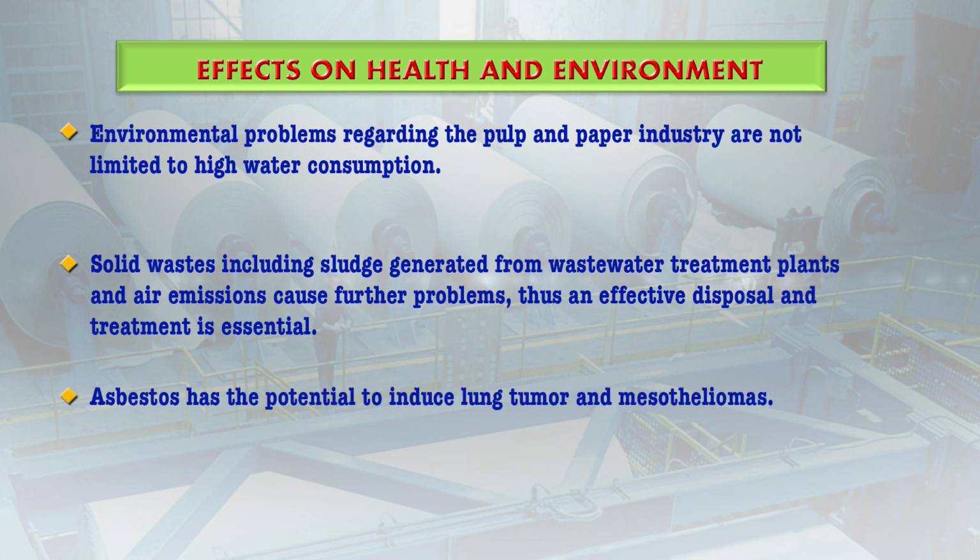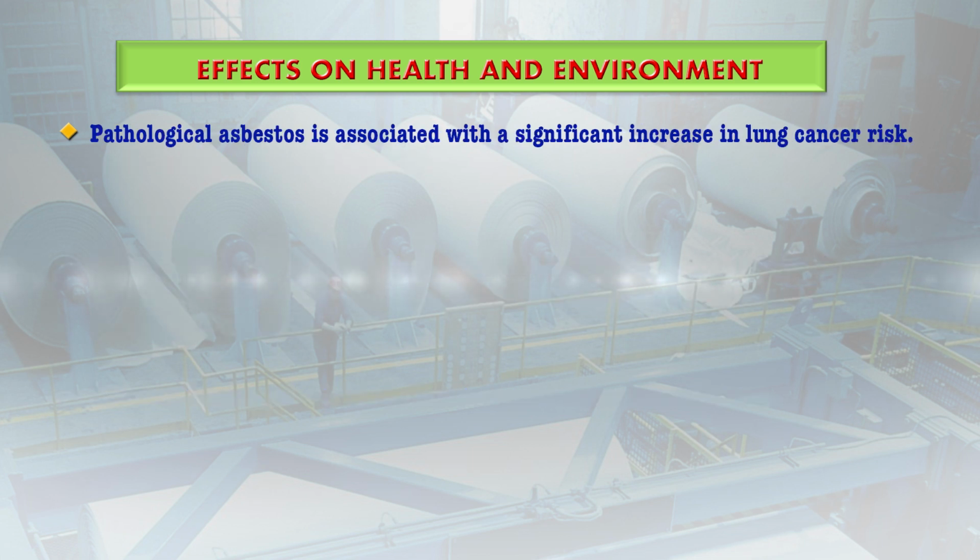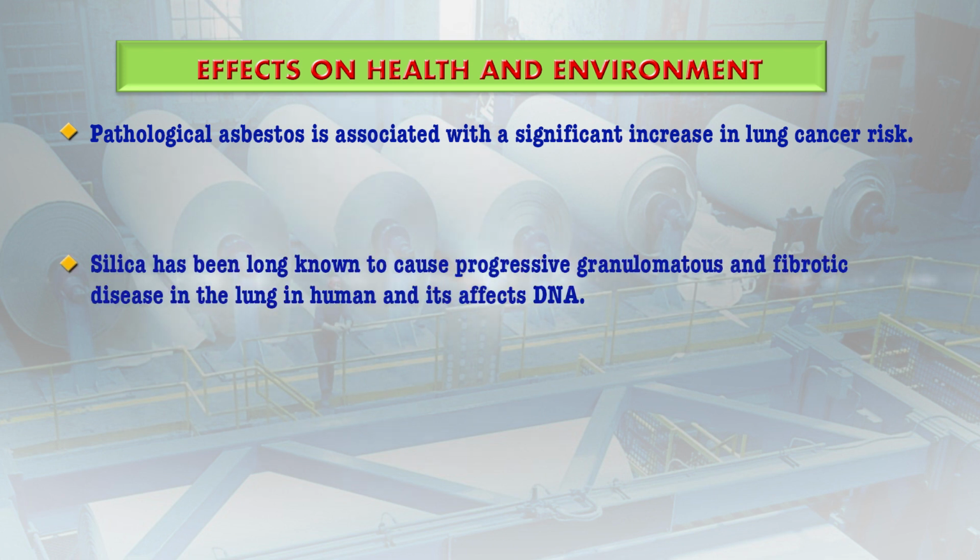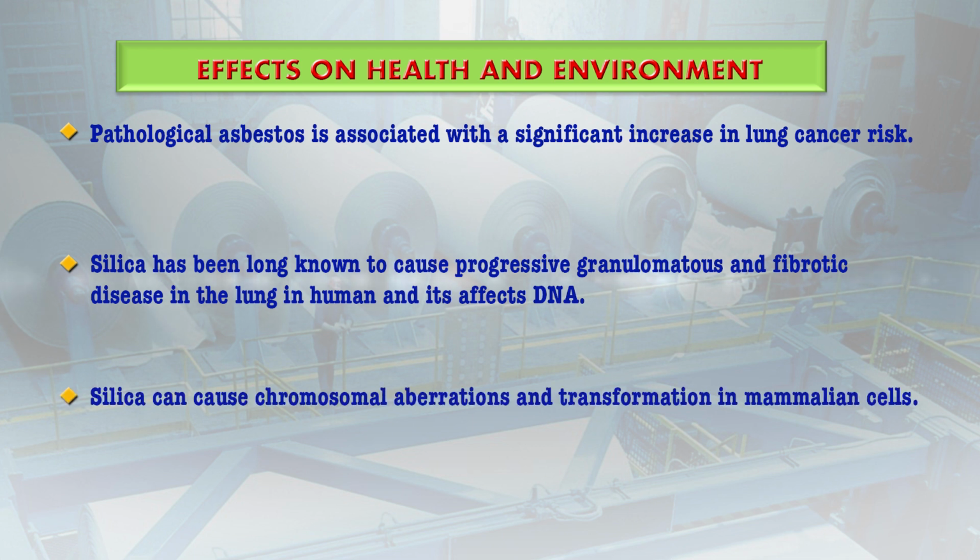Now asbestos can cause asbestosis. It is an air pollutant coming from this industry, and it has the potential to get lodged in the lungs and cause scarring of the lungs, and it can induce lung tumor and also mesotheliomas. Pathological asbestos, as the name indicates, is associated with a significant increase in the lung cancer risk. Silica has long been known to cause progressive granulomatous and fibrotic disease in the lung in humans, and it affects the DNA. Silica can also cause chromosomal aberrations and transformation in mammalian cells.